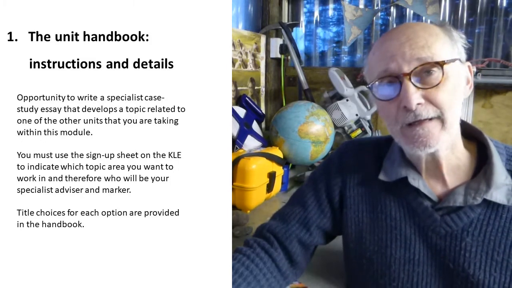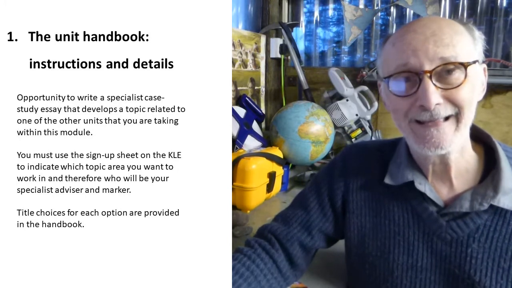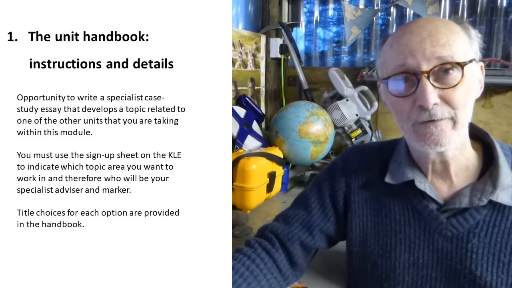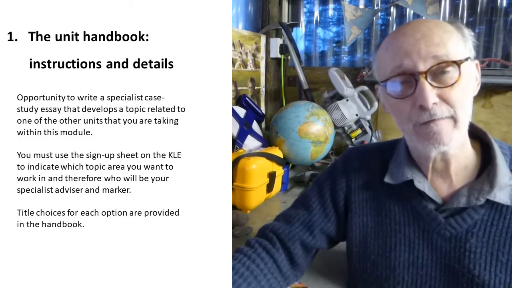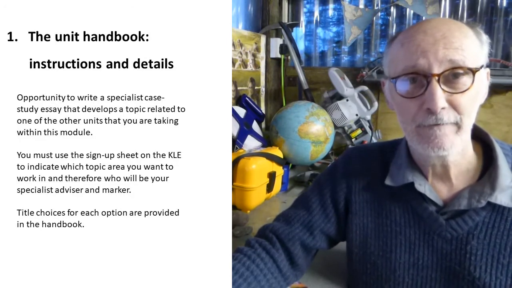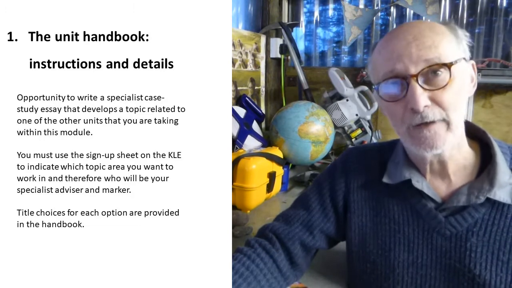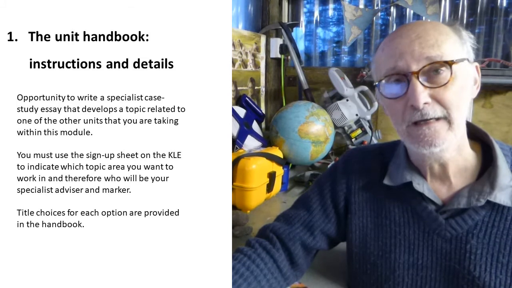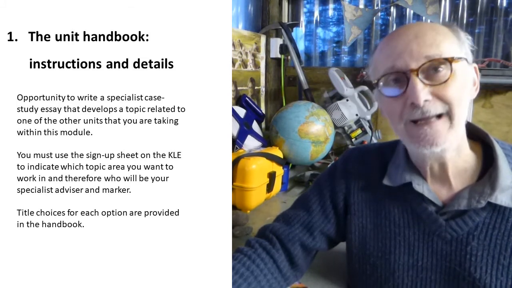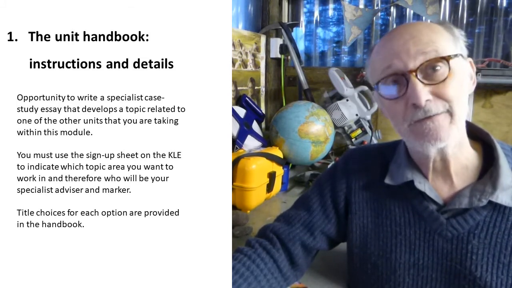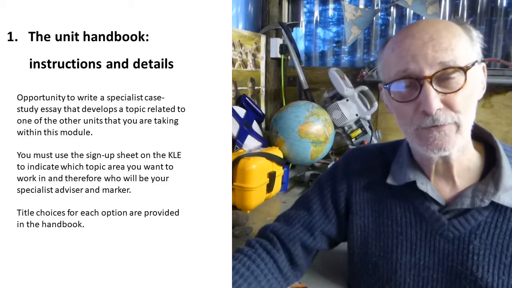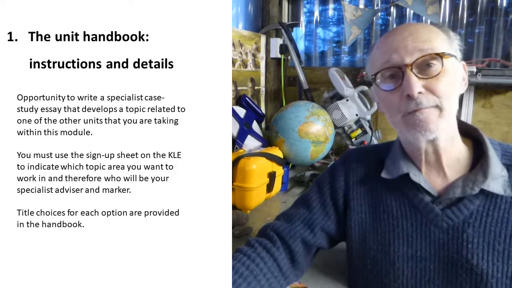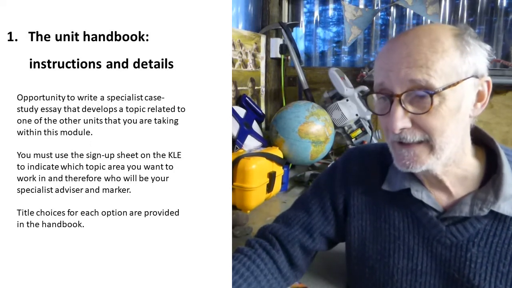Now, you need to sign up on the sign-up sheet on the KLE to indicate which of those units you're planning to write your essay on, and for each of those units there's a set of essay titles for you to choose one from. So go and have a look at the handbook, choose the title and the unit that you want to write your essay in relation to, and then sign up on the sign-up sheet, which is on the KLE, to indicate which group you're in. That then qualifies you to get additional help from that specialist advisor as you move forward into the project.